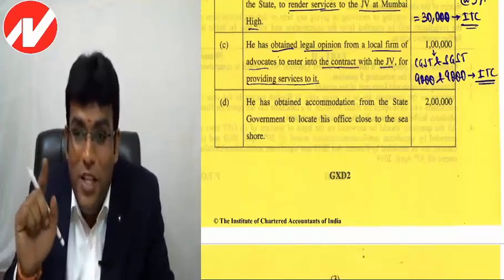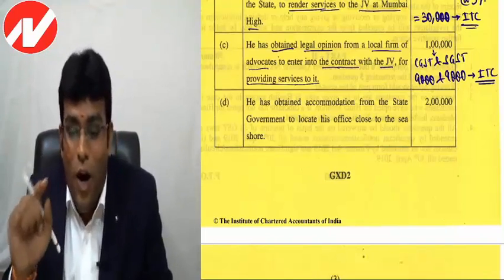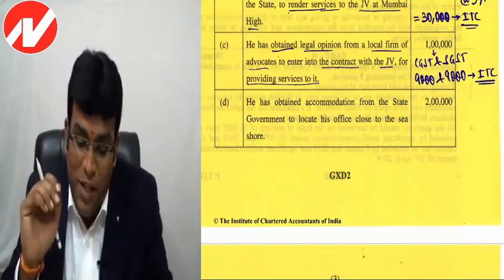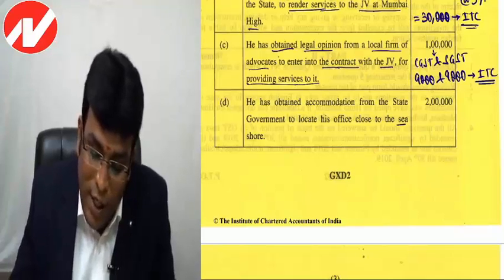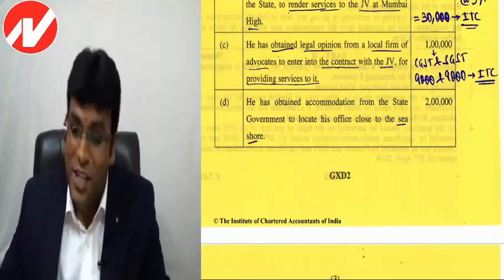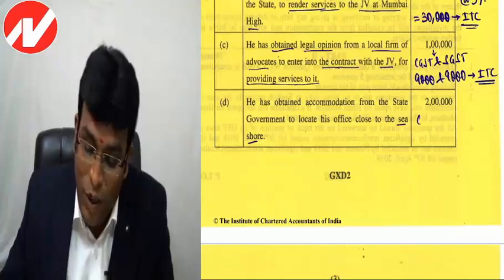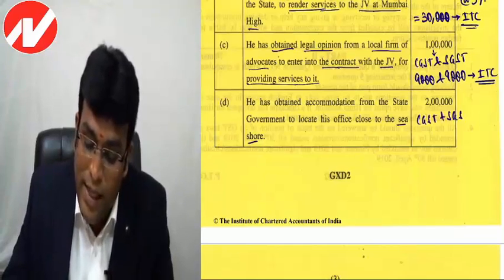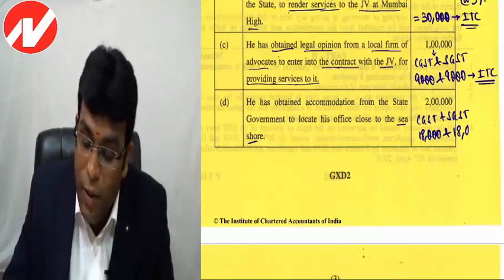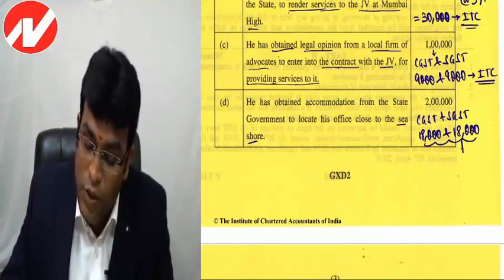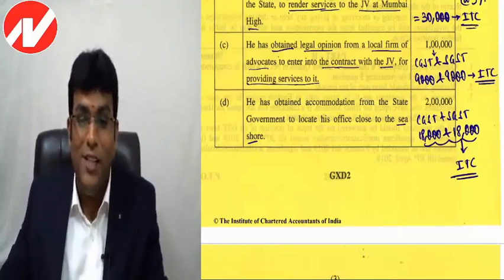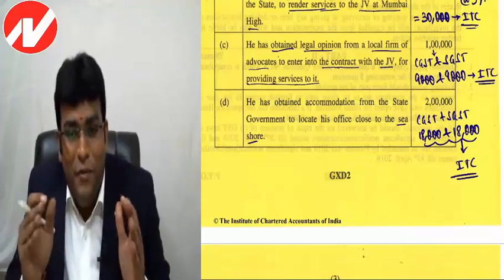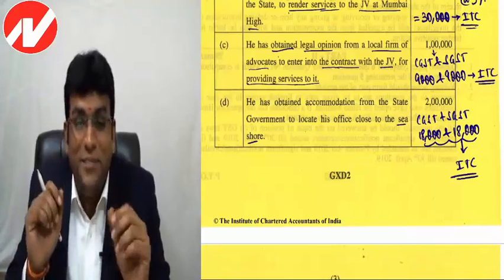Then he has obtained accommodation from what government, my dear friends? Accommodation from state government to locate his office. He has taken accommodation service from state government to locate his office close to the seashore. So what? Still GST will apply. What will come? CGST and SGST, which comes to 18,000 and 18,000. And that also he'll claim it as input tax credit. Obviously, my dear friends, whatever inward supply we have taken, definitely we will take input tax credit. Next line.